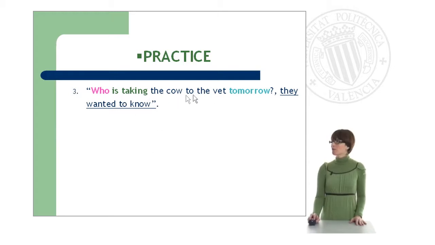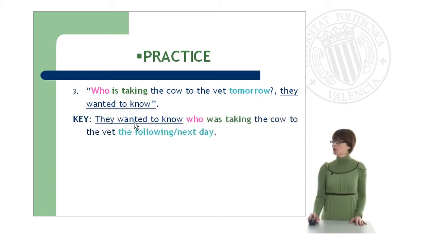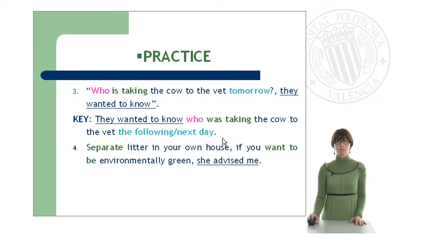Who is taking the cow to the vet tomorrow? They wanted to know. In this case, we have a WH question with who. We also have a verb tense and a time expression. So here comes the key. They wanted to know who was taking the cow to the vet the next day. So as you can see, we need the WH word, who. We make the necessary change in the verb, is taking, was taking, and then we change tomorrow for the next day. Let's have a look at number 4.